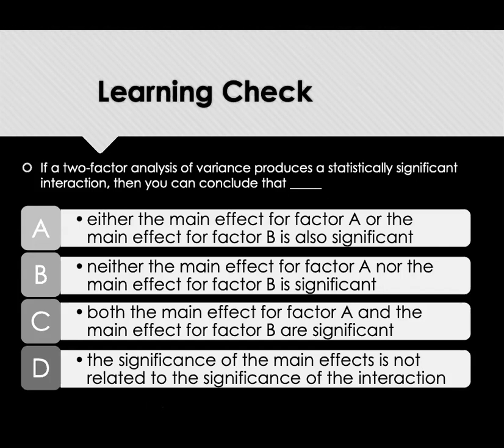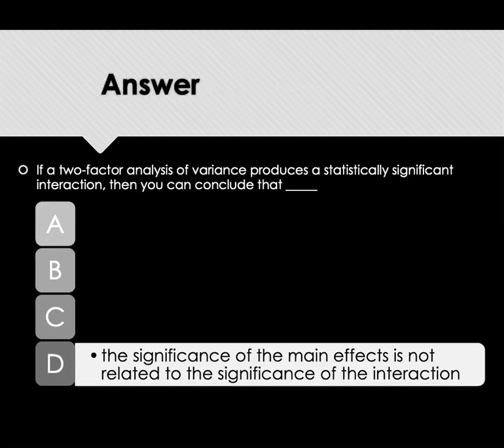And this is a great example of a question you'll probably see on the exam. So when you know there's a significant interaction, what do you know about main effects? The answer is D. The significance of the main effect is not related to the significance of the interaction.